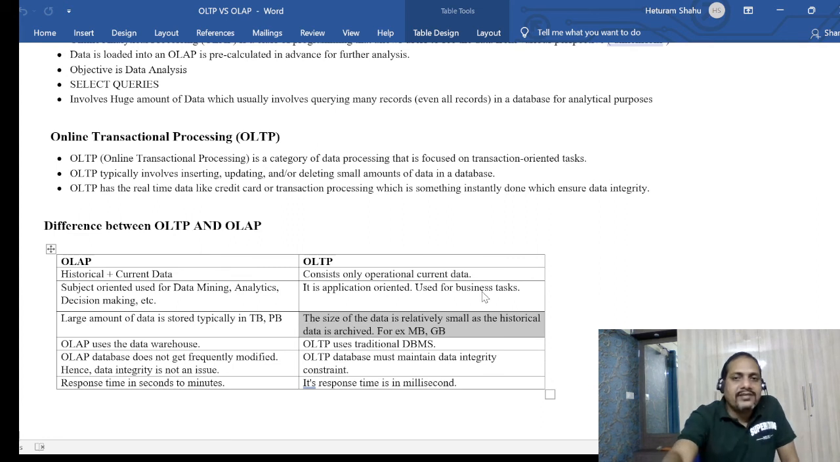Hope you are able to understand. So that's why the data is only in MB or GB. It is not containing any historical data. It will contain only current data, okay? Today's data as updated data.